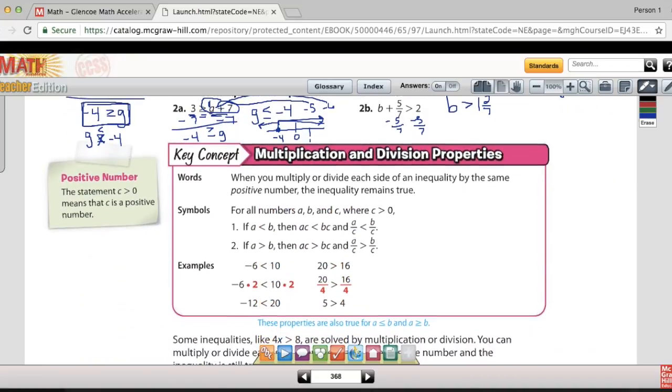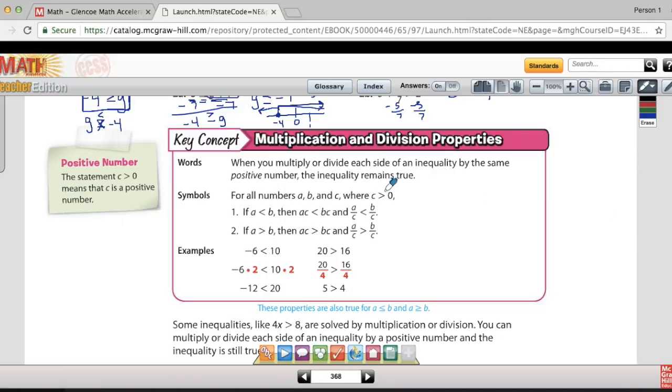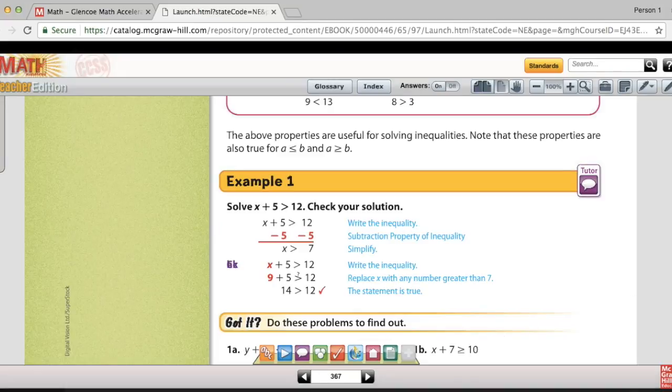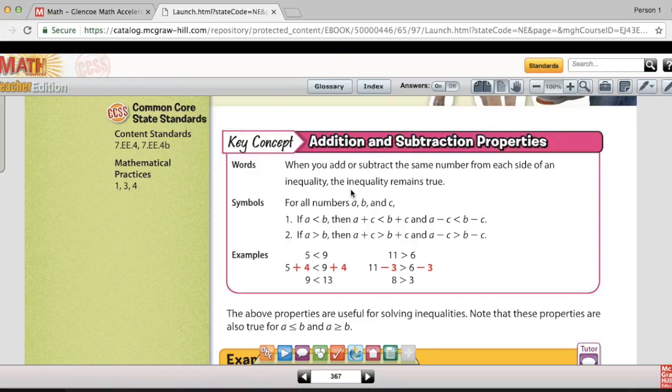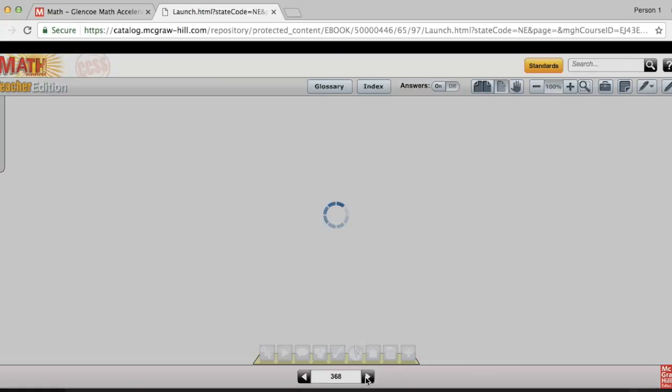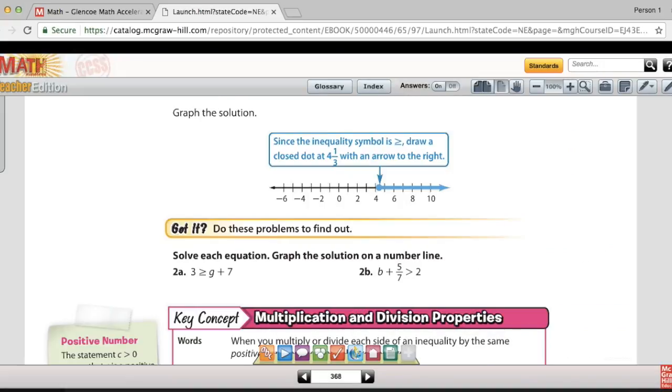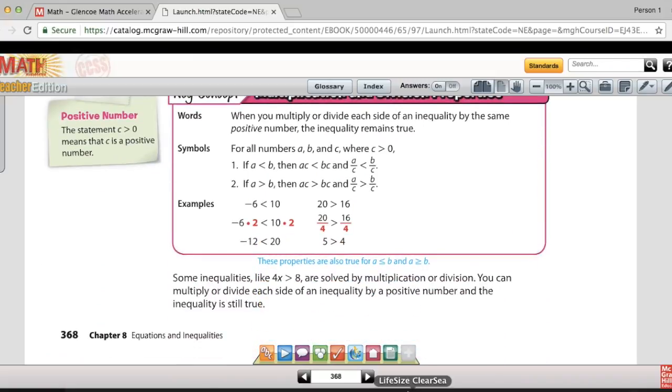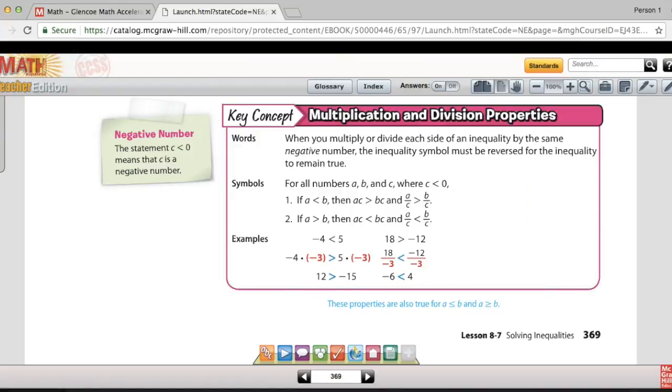Okay, and here is another key concept, that when you multiply or divide an inequality by the same positive number, it's going to remain the same. So just like last time when we add or subtract a number to both sides, you're going to have the same principle here. It's going to remain true if you do the same thing to both sides. It also works to multiply and divide by the same number. So let's take a look at the example at the top of page 369. I think we're on example 3 now.